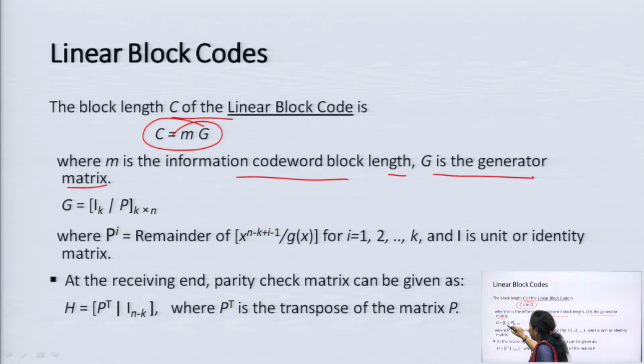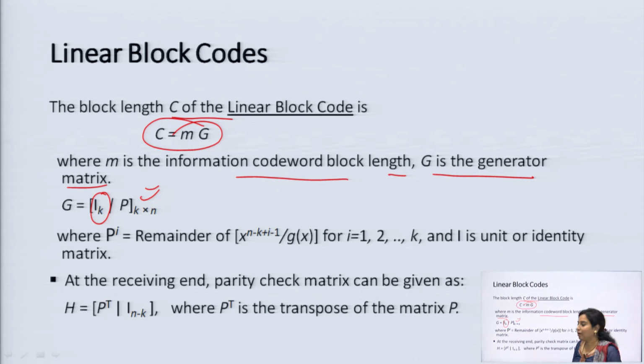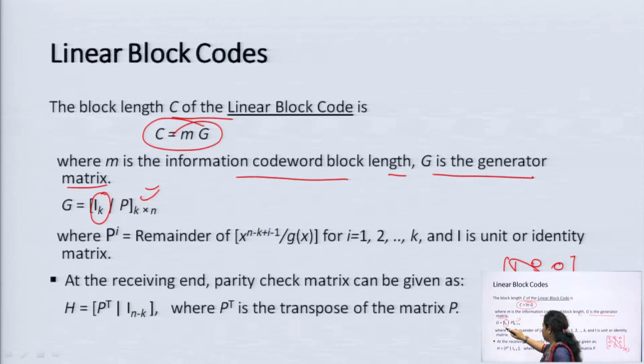Now, G will be equal to I k by P. What is I k? I k is nothing, it is the identity matrix. What is identity matrix? If you are considering a 3 cross 3 identity matrix, then it will be like this, means on the diagonal it is having elements that are equivalent to 1. This is the identity matrix, and the other elements will be equivalent to 0. So, this is a 3 cross 3 identity matrix. 3 rows are there, 3 columns are there. On the diagonal it is having elements equivalent to 1, and the other elements in the matrix are equivalent to 0. This will be used over here.